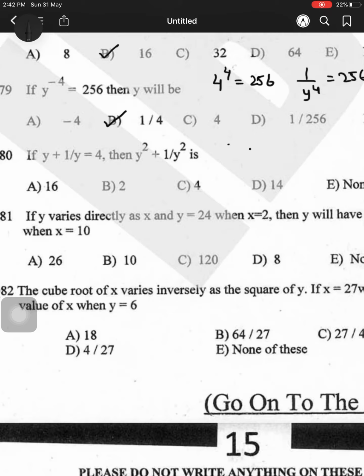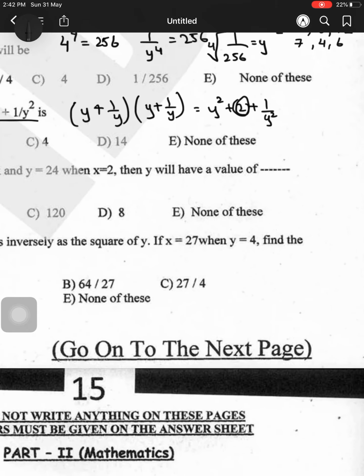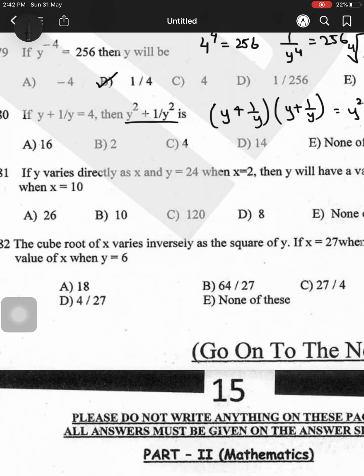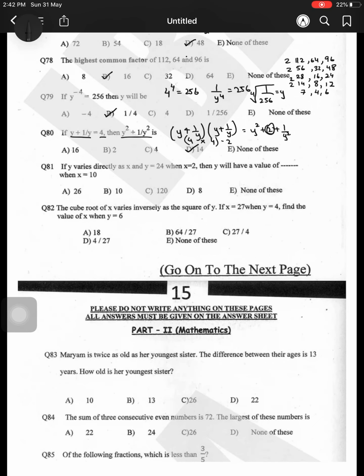In this next question, he says, what is the value of this? If we know that y plus 1 upon y multiplied by y plus 1 upon y gives us y squared plus 2 plus 1 upon y squared. But we know that we need to remove this 2 in order to get this, right? So we know that this was equal to 4. So 4 multiplied by 4 minus 2, which gives us 14, which is D.